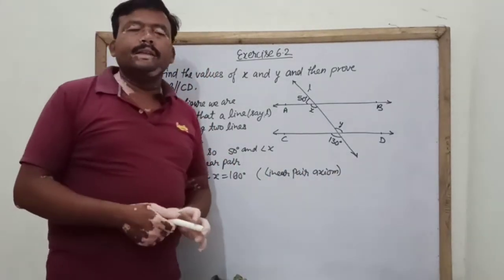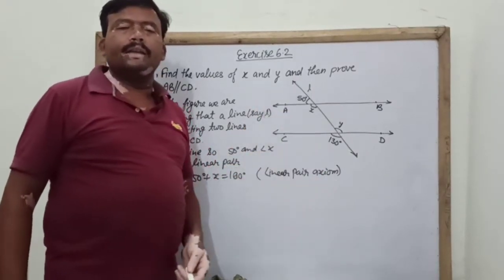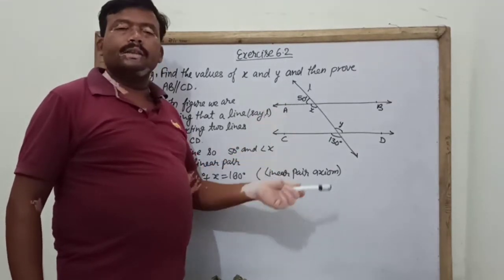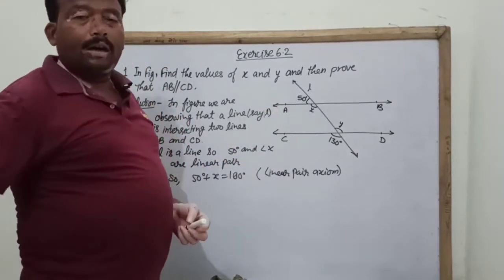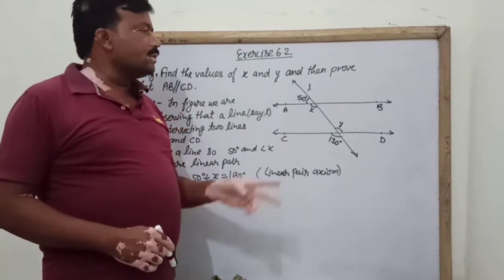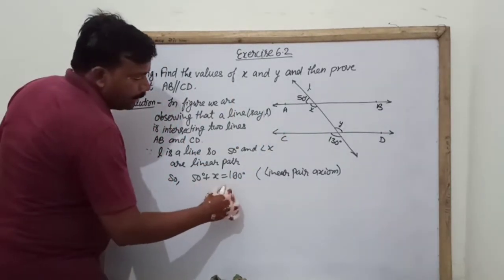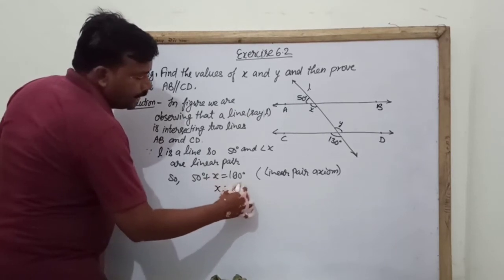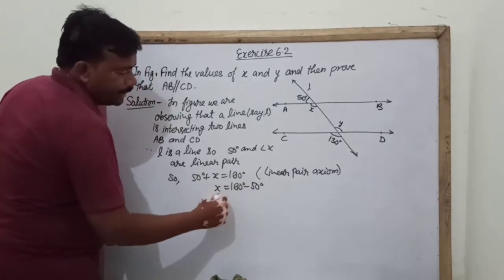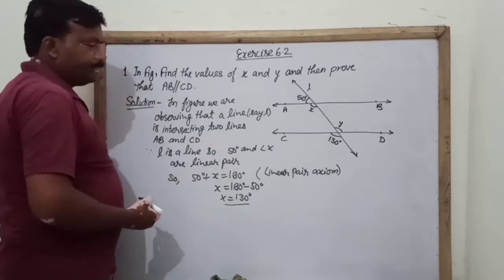As we have learnt in linear pair axiom that when a ray is standing on a line, then that ray forms two angles. Those are linear pair angles, and sum of those angles is 180 degree, means those angles are supplementary. So we can find the value of x: 180 degree minus 50, by transferring 50 here, x equal 130 degree. This is our first answer.